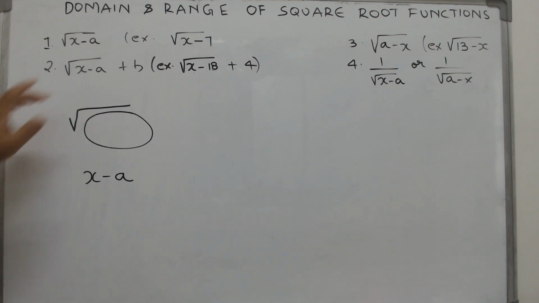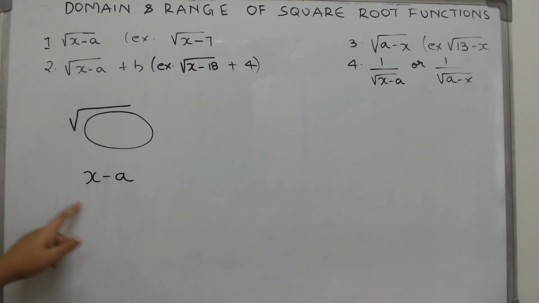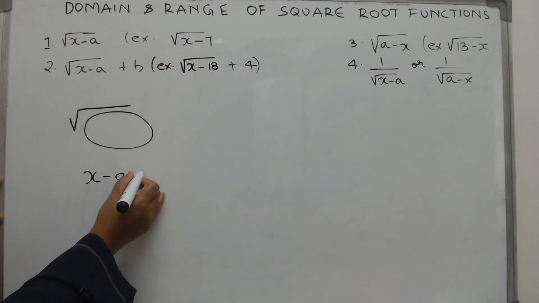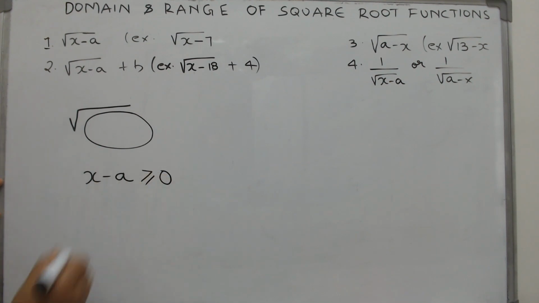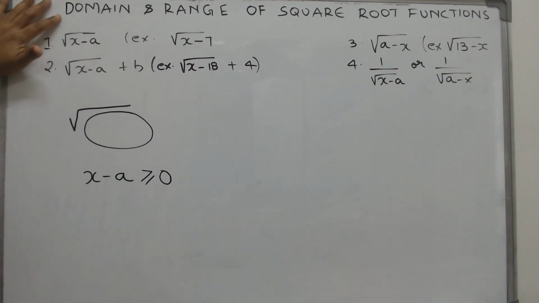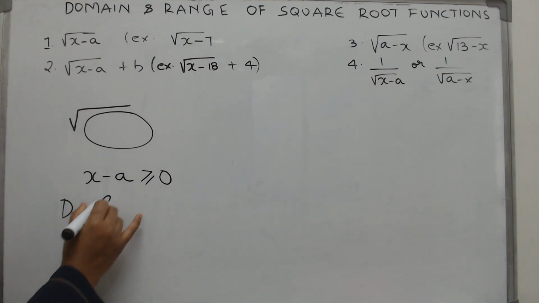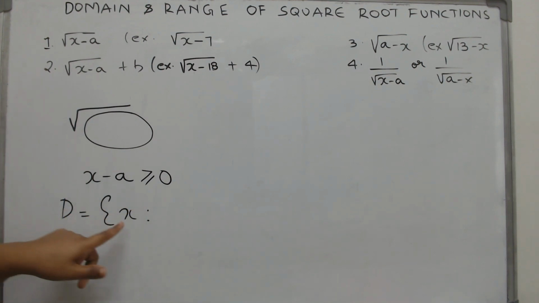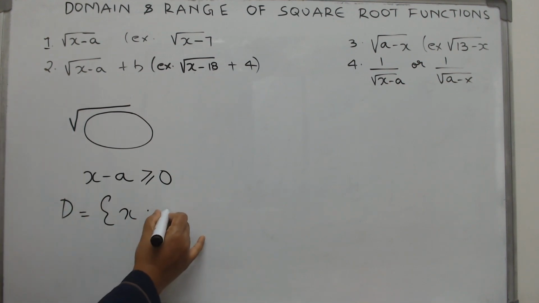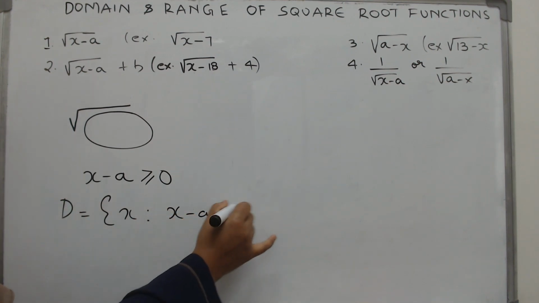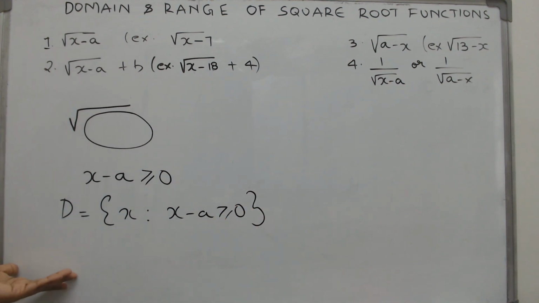Now, the radicand of square root functions comes with a very important restriction. This radicand that you see here cannot be negative. At all times, it has to be greater than or equal to 0. So, what we are going to find first is the domain. What is the domain? Your domain will be the collection of all the x for which your x minus a is greater than or equal to 0. So what all numbers are we talking about?